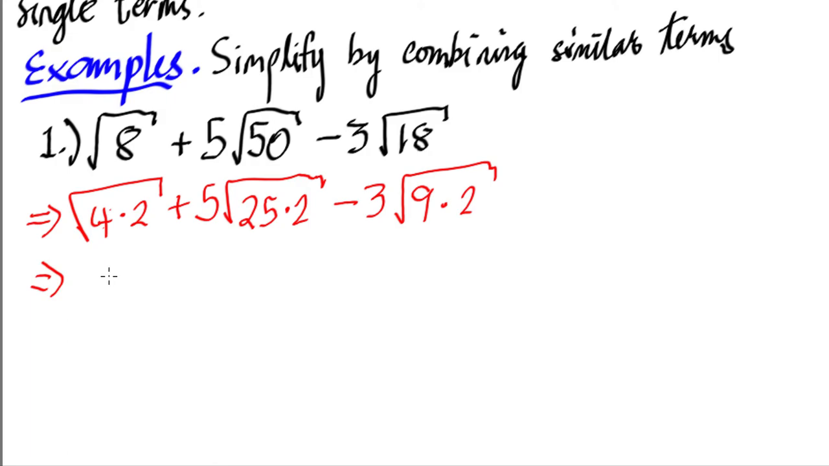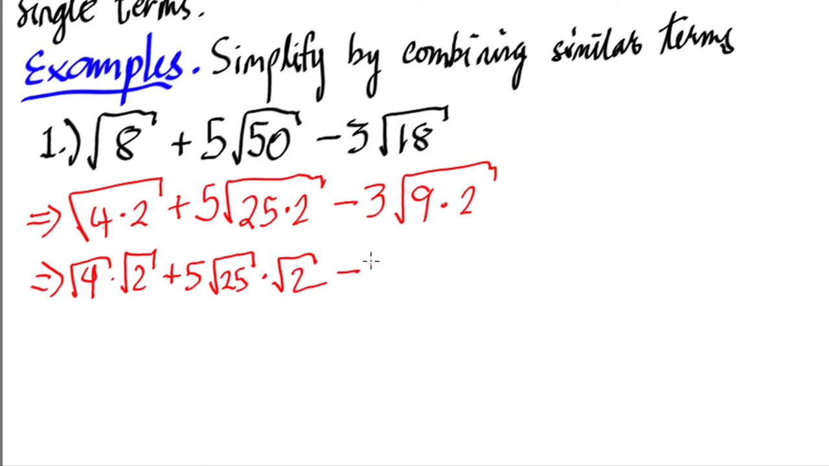We know that the square root of 4 is 2, so we're going to extract that 2 outside. If you want, we can make it thorough: square root of 4 times square root of 2 plus 5 times square root of 25 times square root of 2 minus 3 times square root of 9 times square root of 2. That's very clear, and that's also one law of the radicals. And let's extract the perfect squares.